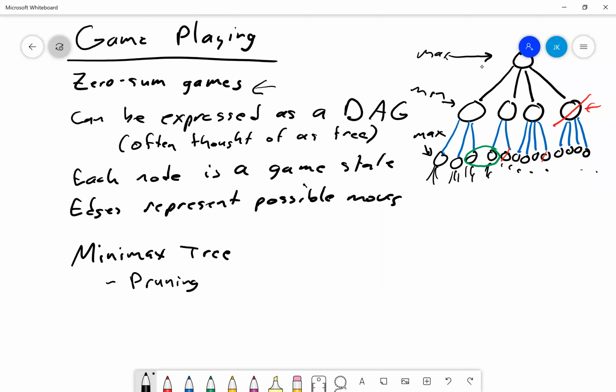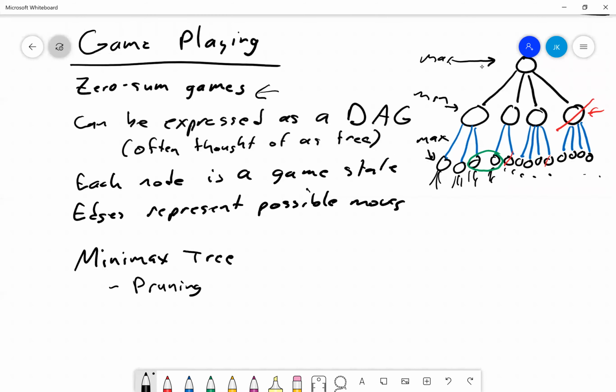So there's pruning methods. Alpha beta pruning is one that you might have heard of if you study this in an AI class. But the end result of this is basically, if both players play optimally, who's going to win? And there's a variety of heuristics and things like that that you'll use along the way. But the question is, who's going to win?